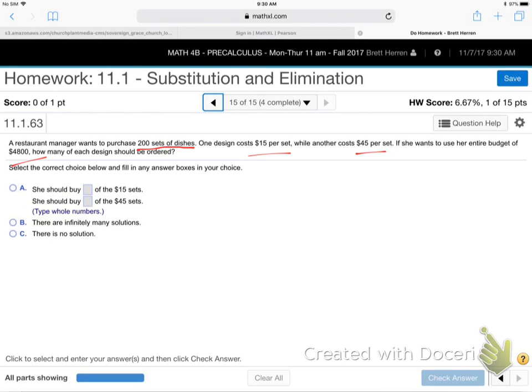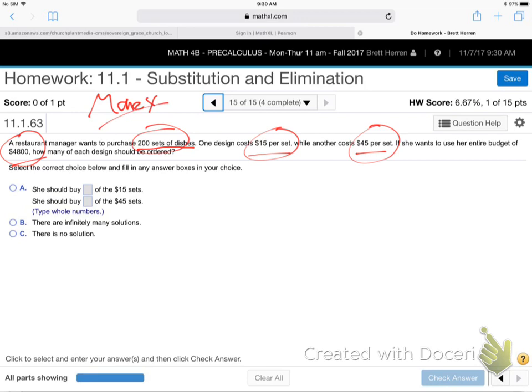So it's a traditional money problem. You're buying a bunch of sets of dishes for a restaurant. The cheap ones are $15 per set. The expensive ones are $45. You got to get 200 sets total. That's what the restaurant needs. And you can afford to spend $4,800 on the sets altogether. So how many cheap ones and how many expensive ones should you buy to make 200 total sets that cost $4,800 total?